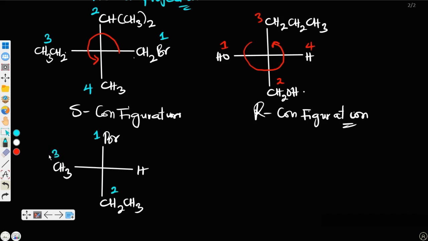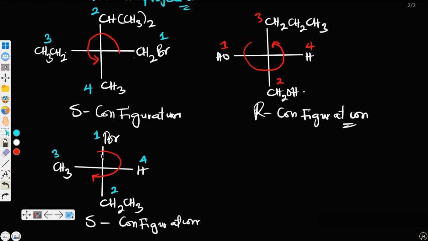From what we already know about priority. And here will be what? Number 4. The lower priority group is on the straight line. So it will be inversion of whatever we have, right? So here we'll be going from 1 to 3. What configuration is this normally? R configuration. But now, it will now be what? S, the S isomer. Now you can write S configuration.